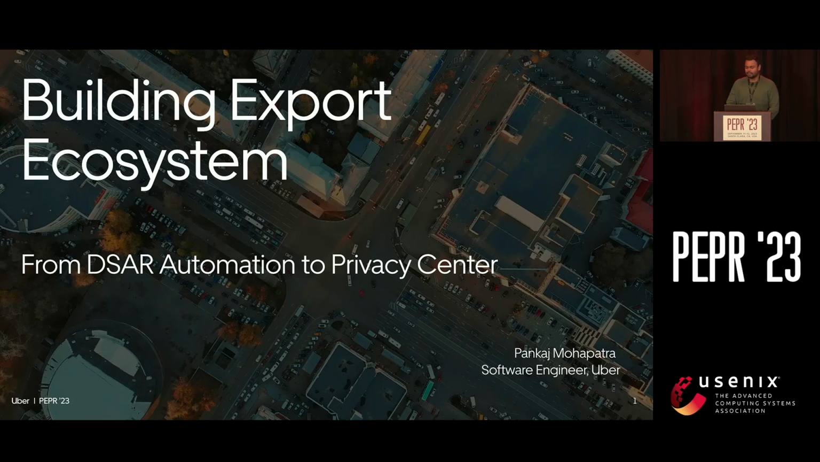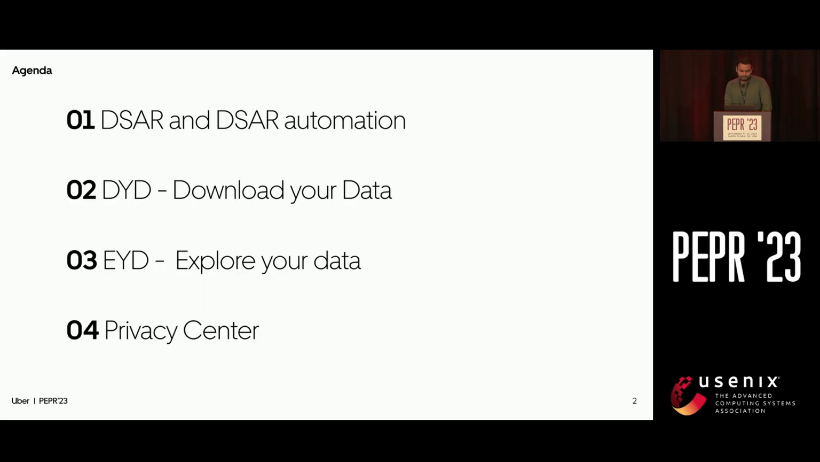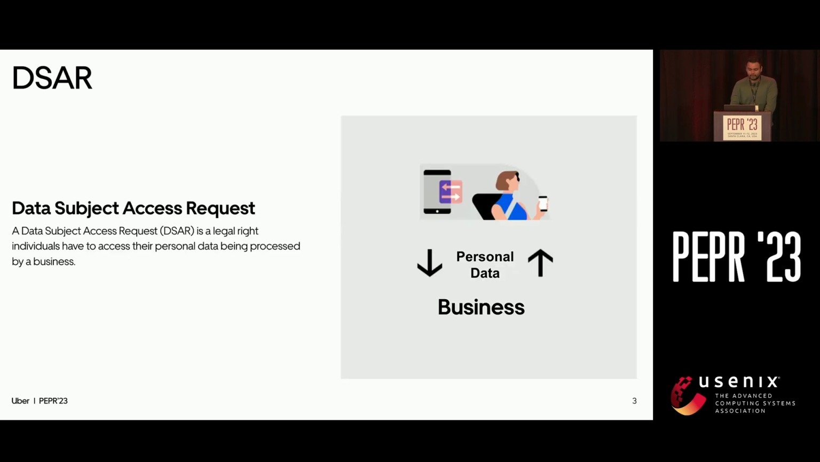The first half of the presentation will focus first on the tools around compliance, and then as we progress through the slides, we'll soon start seeing how the boundary expands. So in today's agenda, we'll start with DSAR automation. Next, we'll talk about three features: download your data, explore your data, and privacy center. We are reviewing these tools and features today as they represent Uber's journey from compliance to trust.